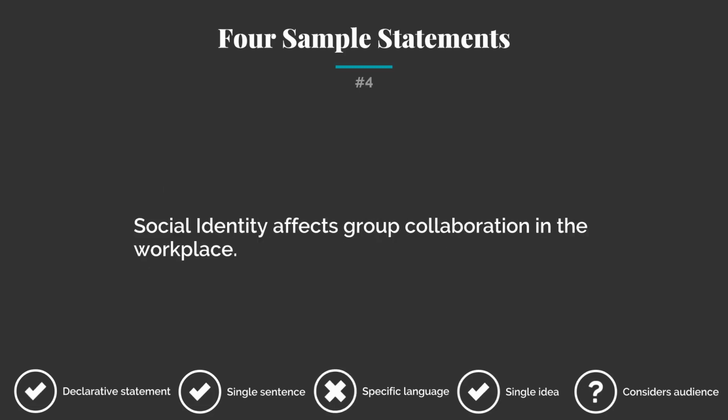Social identity affects group collaboration in the workplace. Is a declarative statement, is a single sentence, but does not have specific language. It is a single idea, and we don't know if it considers the audience. So in this case, this would be a great starting point for a presentation or paper that is then revised to become more specific, to focus on what is actually proven in that presentation or in that paper. So you come back to it, make it better, and then you present.